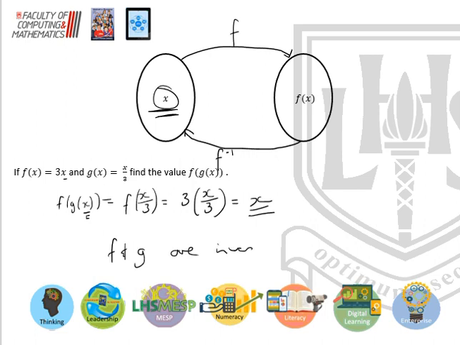They are the opposite functions. You can see that. It's a nice, simple one. One is multiplied by 3, one's divided by 3. They are the opposite things.